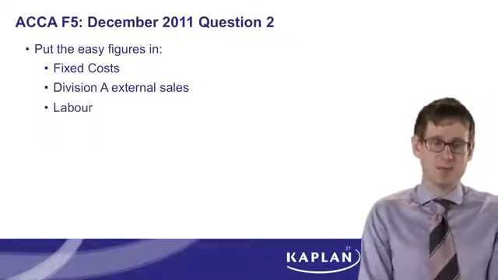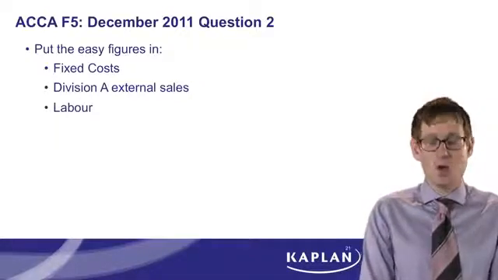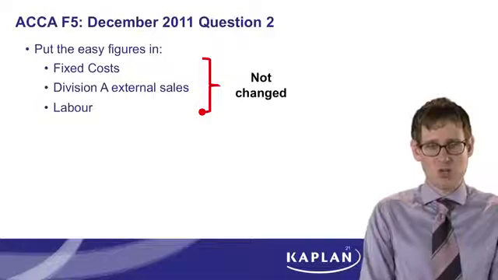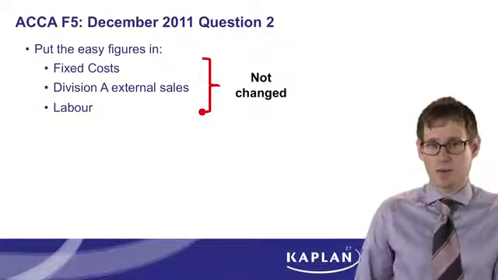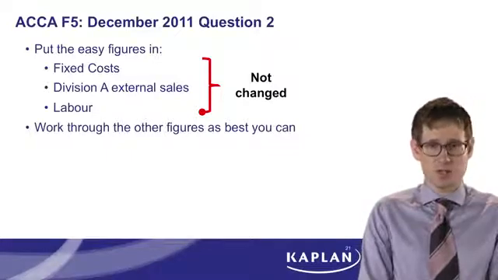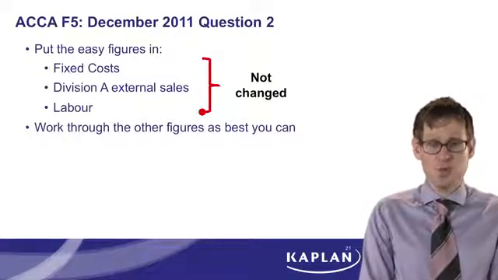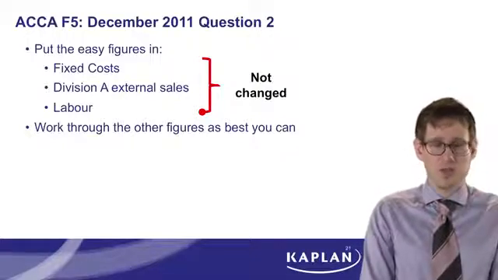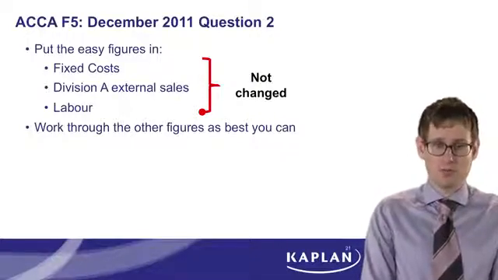Then enter the labour. In this case, the labour was the same, whether we sold internally or externally. And those have not changed between Part A and Part B. Work through the other figures then as best you can. Part B in this question was a challenging part, so if you only pull 3 or 4 marks together, you should be more than happy with your performance here.